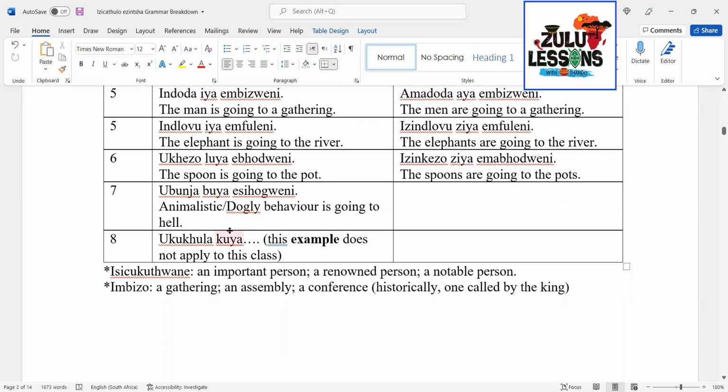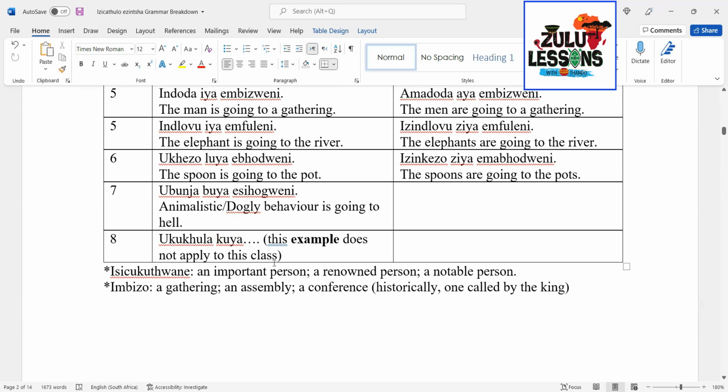So ubunja, I wrote here animalistic, although animalistic is actually ubulwane, but I just couldn't think of a word in English that says dogly behavior. So someone who is behaving like a dog, let me put it that way. I don't know why we insult dogs or animals in this way and say whoever is doing something horrible, they're acting like an animal or like a dog, because I don't think animals behave in those horrible ways, to be honest. So anyway, let's move on. So dogly behavior is going to hell because esihogweni is hell.